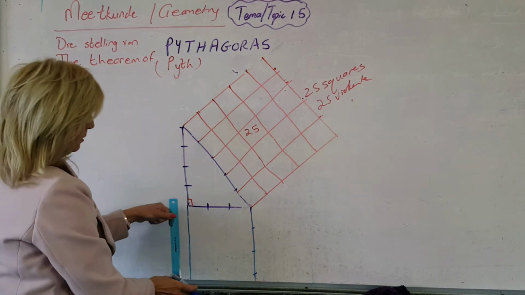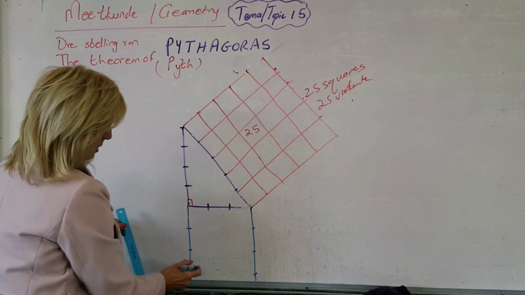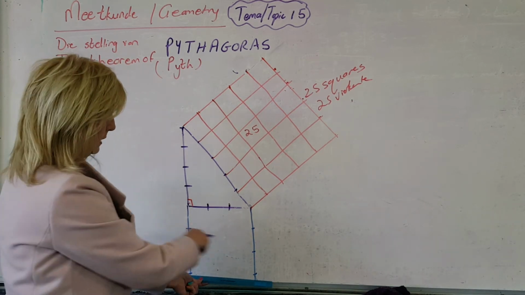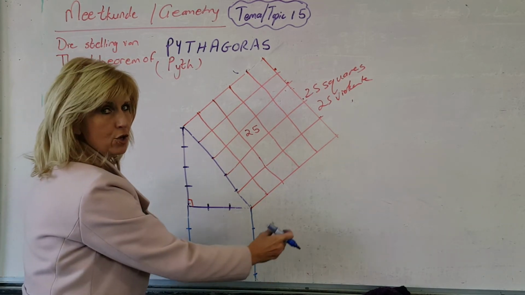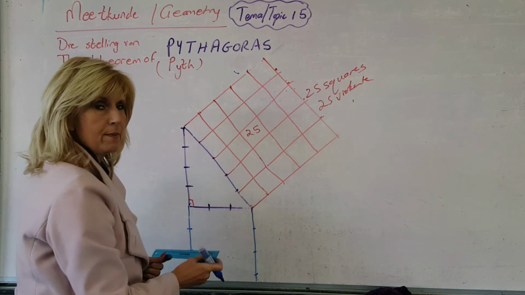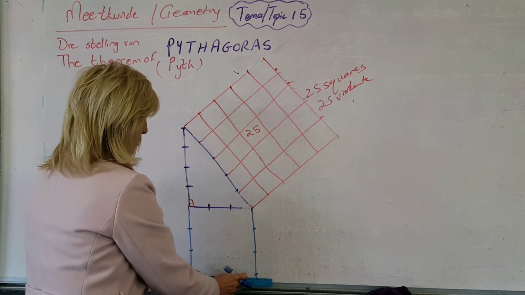En dan gaan ek by hierdie kant op meet en sê it's 1 and 2 and 3. And when I join those two together en ek het dit reg geteken, behoort dit 3 te wees. If it's less than 3, you drew those two too skew. If it's more than 3, you drew them a little bit too wide. So you have to be accurate here to see the whole thing.